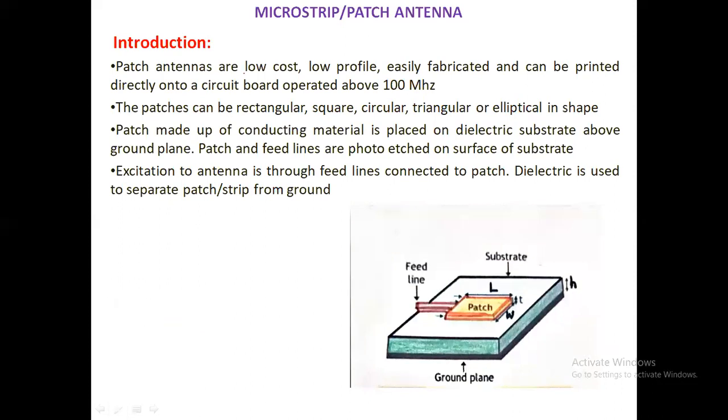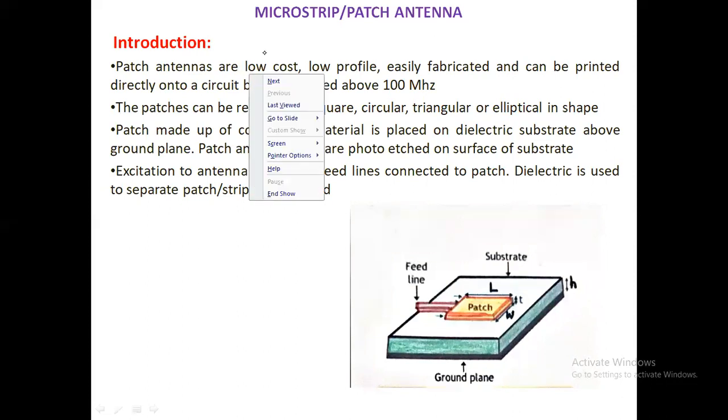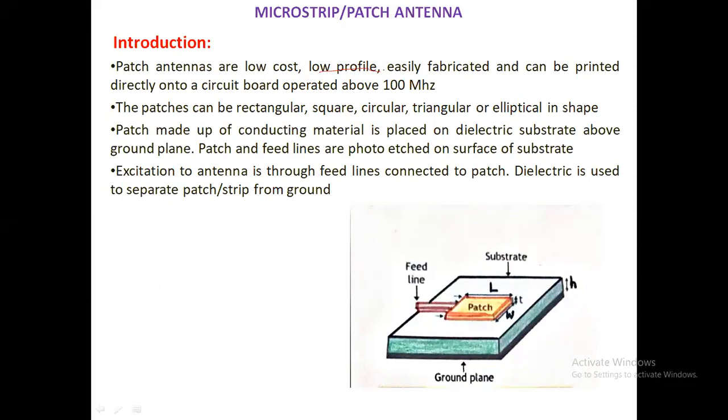For this antenna, we need to keep certain things in our mind. The first one is a low cost antenna. The second one is a low profile antenna. The third point is that it can be easily fabricated and printed very simply on circuit boards, and it is compatible with MMIC technology also. Most important, these antennas operate in the range above 100 megahertz.